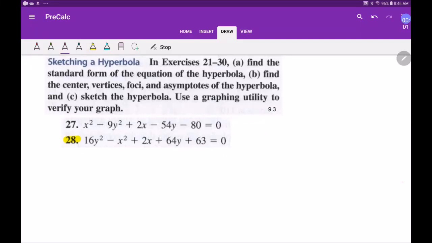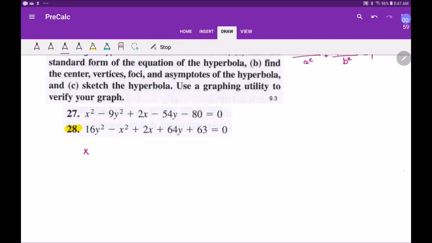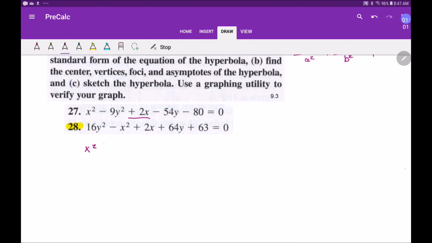Okay, we're going to sketch a hyperbola. So first we have to find the standard form of the equation. So we have x squared, and we have 2x. And the thing that would go well with the 2x is a 1. I complete the square, but I better add 1 to the other side. And then let's see, what do we got?